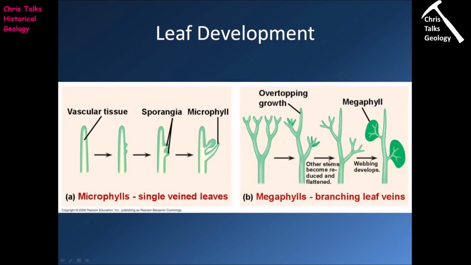So we can see leaf development probably took place in two ways. Single vein leaves were probably the first to develop because it's the most straightforward evolutionary path, and then they were probably followed by branching leaves.